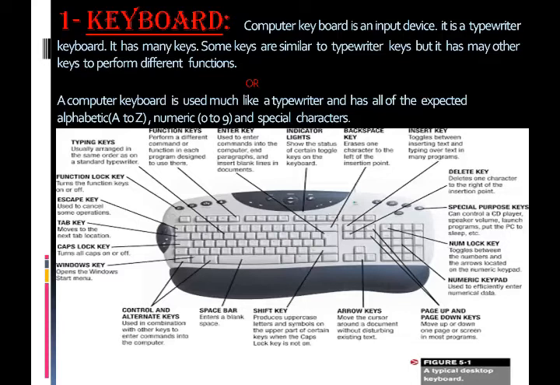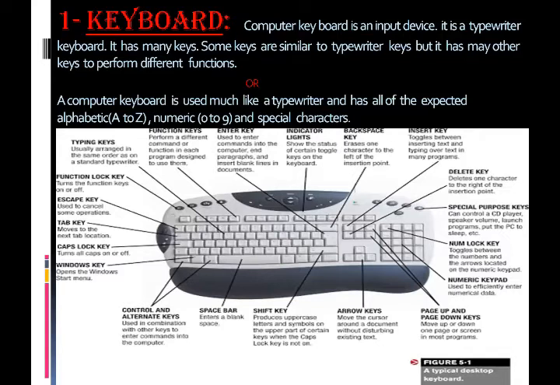Function keys. Lock keys turn the function keys on or off. Escape key is used to cancel some operation. Tab key moves to the next tab location. Caps lock key turns all caps on or off. Windows key opens the Windows Start menu.